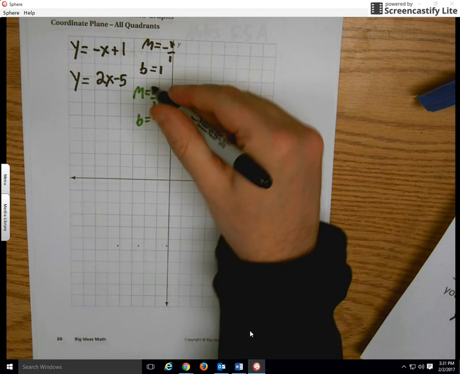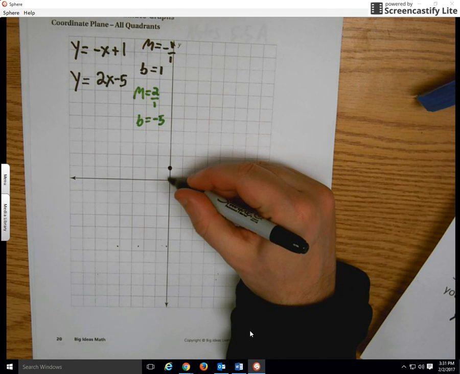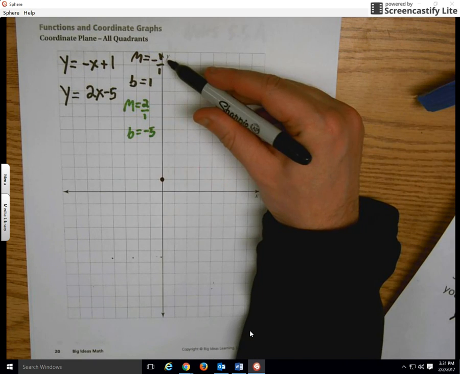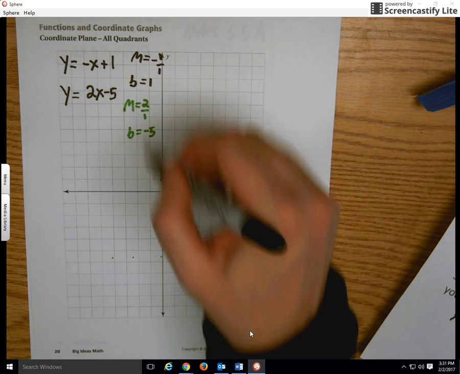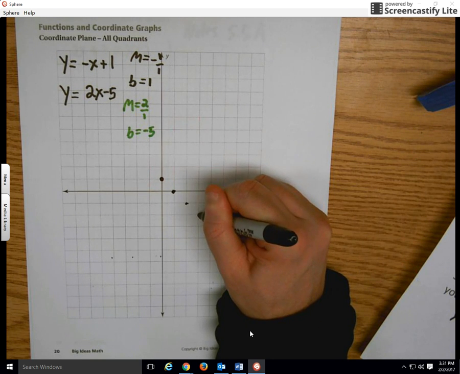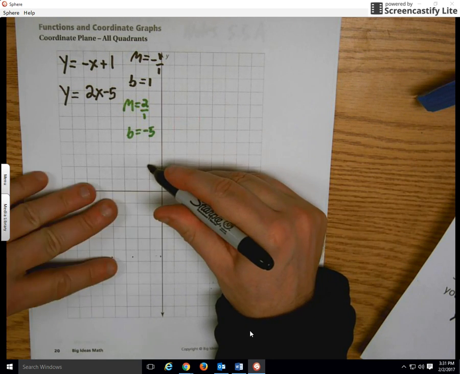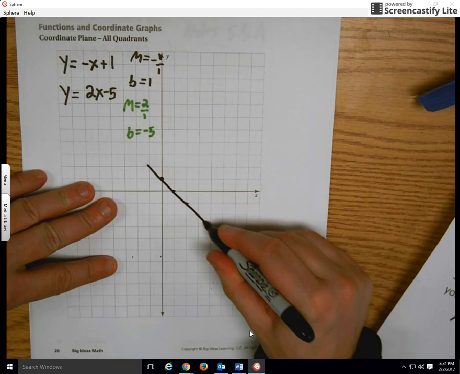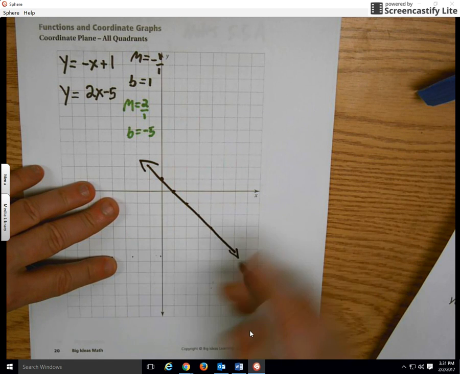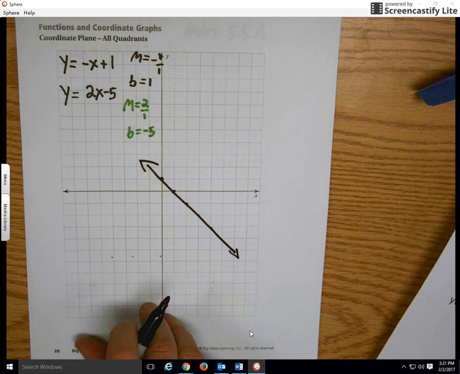If the b is 1, we'll start 1 up from the origin on the y-axis, and we'll do rise over run, but we'll go down because it's negative. So we'll go down 1 over 1, down 1 over 1, and draw one continuous line. There we go. It goes on for infinity. Easy enough. Now we'll go ahead and do the other one.